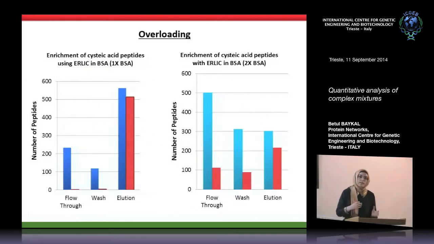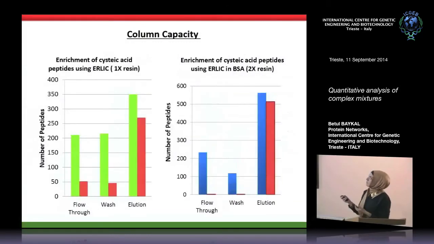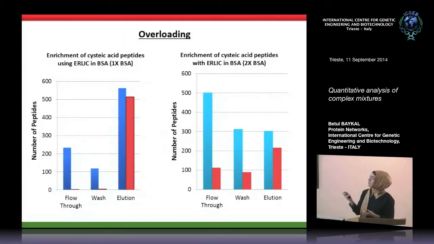Another factor that is important is overloading. So this graph, okay, this is the experiment that I used 1X BSA. But what happens if you cannot arrange the amount of starting material? What if you use something more? Well, this is happening. So when we increase the amount of BSA, like doubly, there is still an enrichment, but since you push the column too much, you will start losing peptides with cysteic acid in earlier steps.